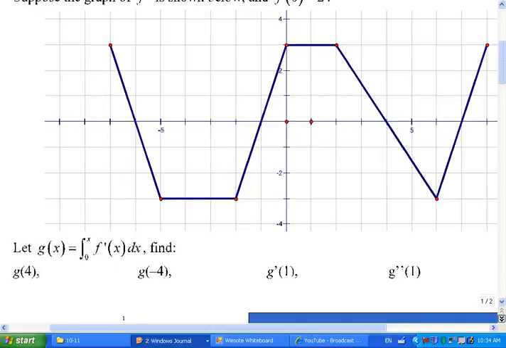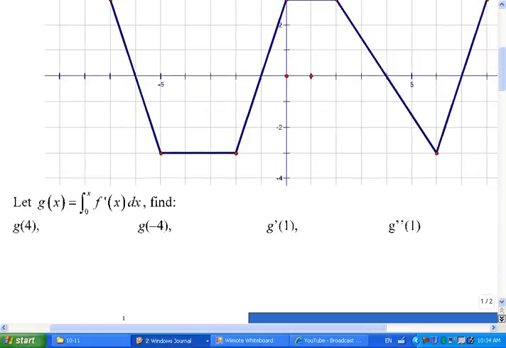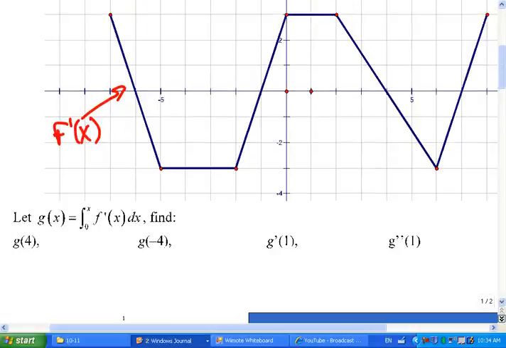So g of x is going to be defined as the antiderivative from 0 to x on this function here. So this is the graph for f prime of x. So if we were to look at this, could anybody tell me, actually, you know what, maybe I'll start the first one off just to give you an idea how this would work.